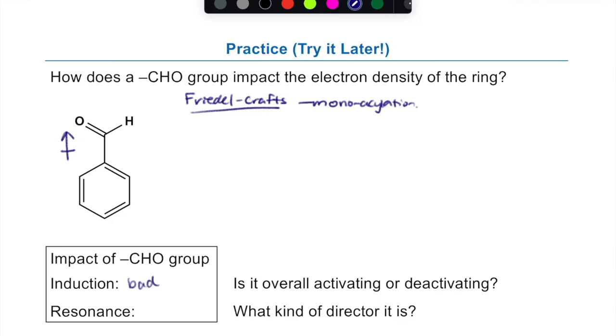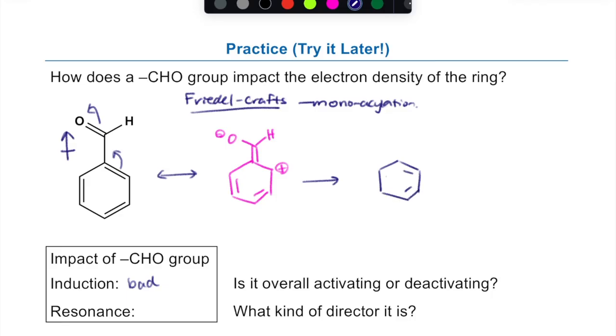And if we were to draw a resonance form for this, we could imagine this lone pair going in and then it going up on the oxygen. And we would form this species, where we would actually place a positive charge here and a negative charge on the oxygen. And so if we followed that around the ring, we would see that overall we are forming our ring with partial charges of delta positive at each of these positions.